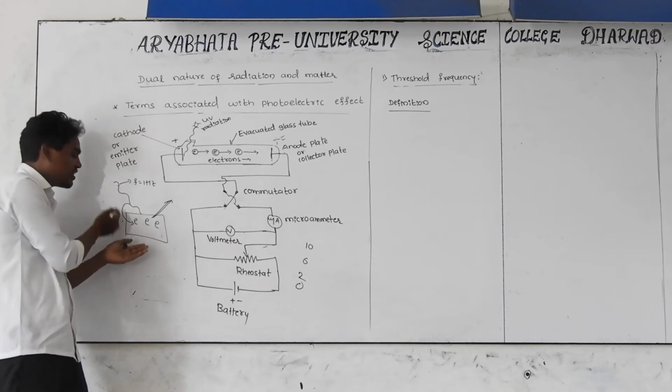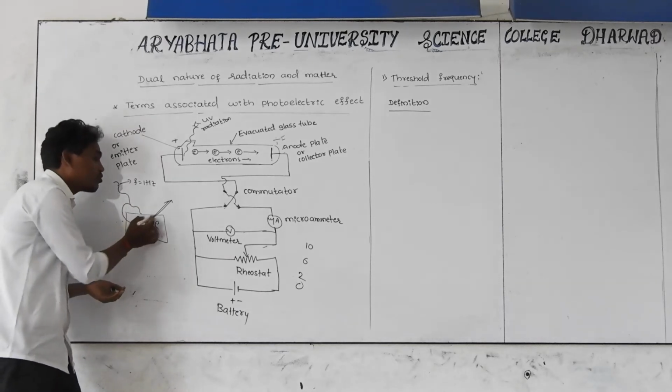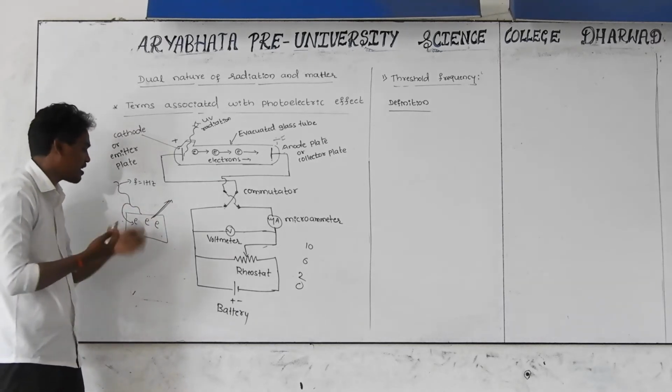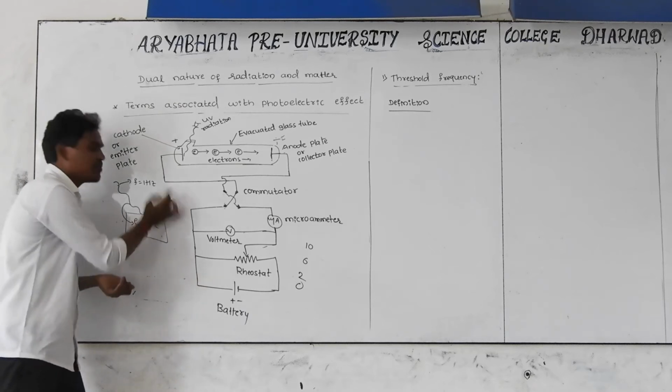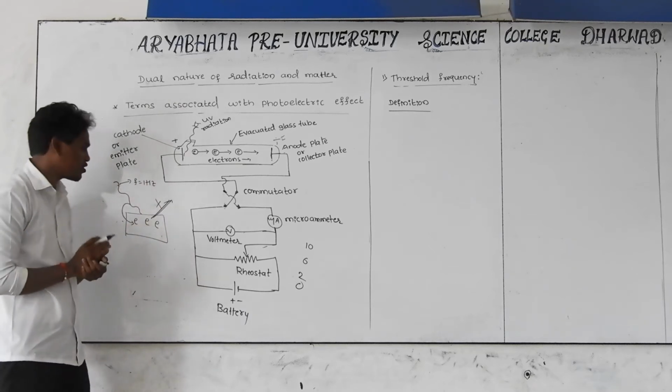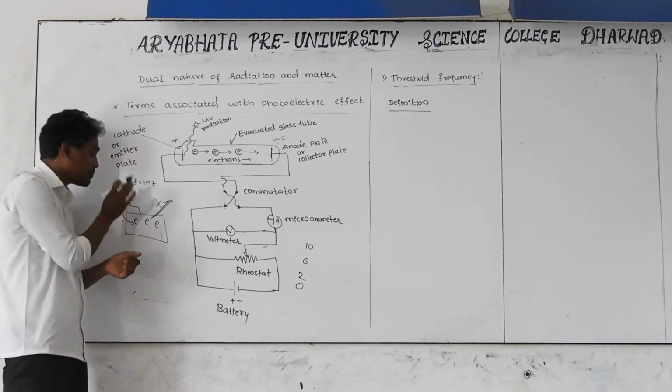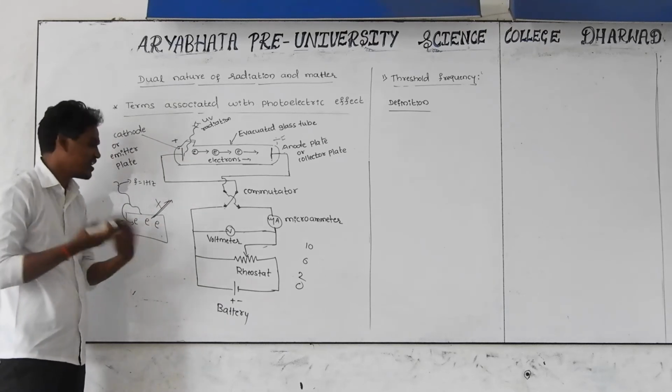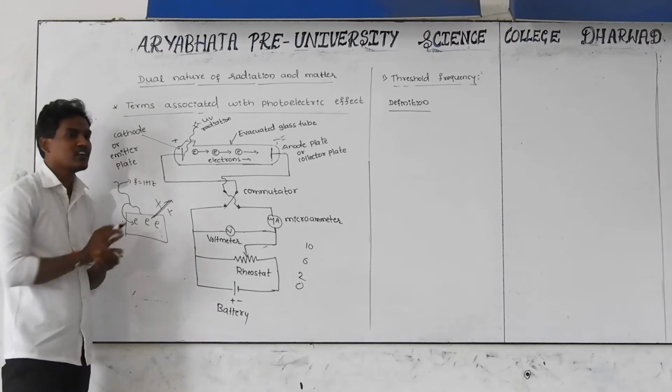But the energy given by the radiation is not sufficient for the electron to come out. Then what is happening here? The electron is not ejecting from the surface of the metal, because this energy is not sufficient for the electron to come out. It means there is no emission, there is no photoelectric effect.